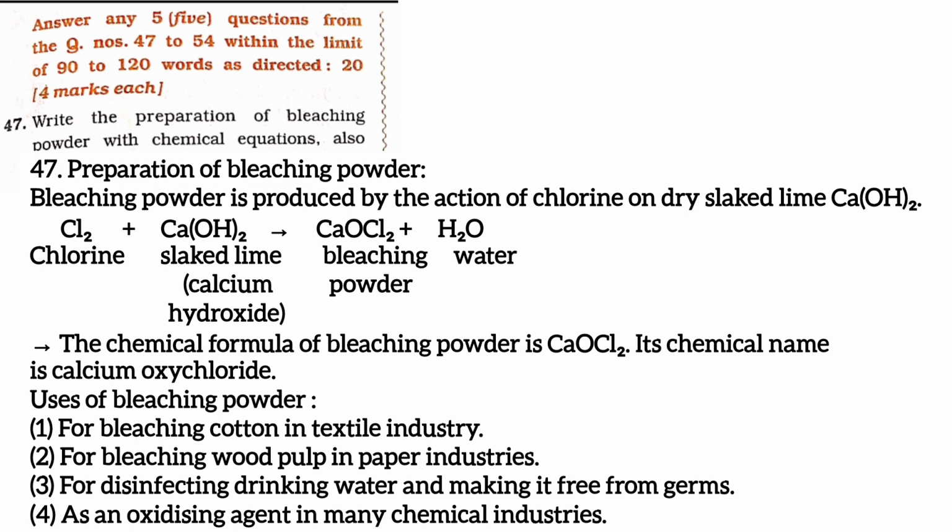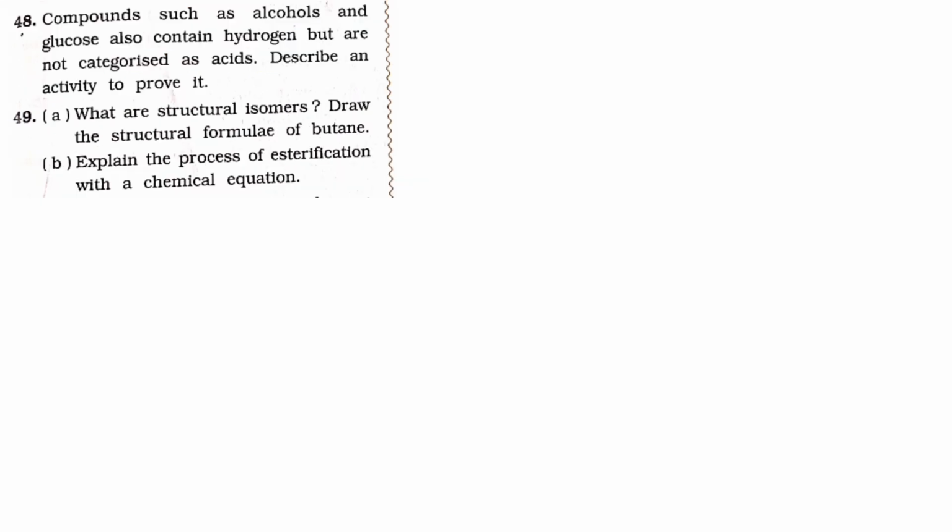The chemical formula of bleaching powder is CaOCl2. Its chemical name is calcium oxychloride. Now, uses of bleaching powder. Number 1, for bleaching cotton in textile industry. Number 2, for bleaching wood pulp in paper industries. Number 3, for disinfecting drinking water and making it free from germs. And number 4, as an oxidizing agent in many chemical industries.